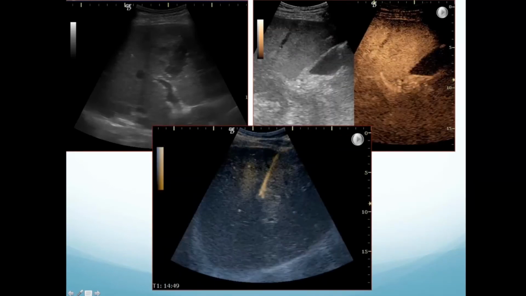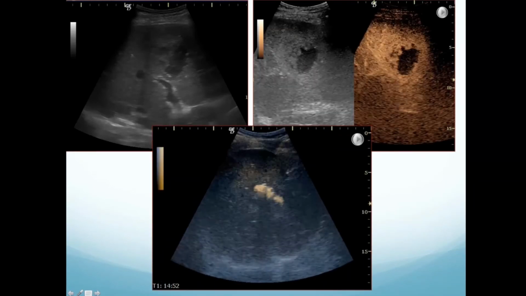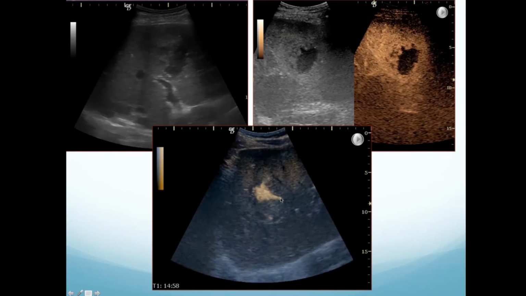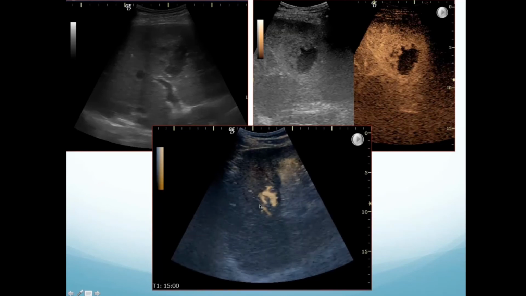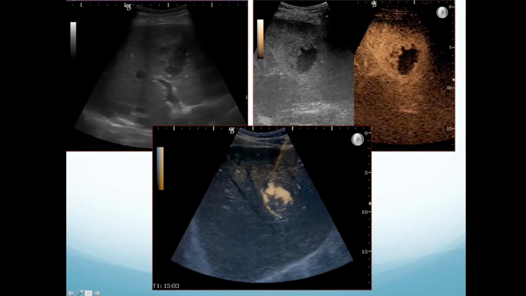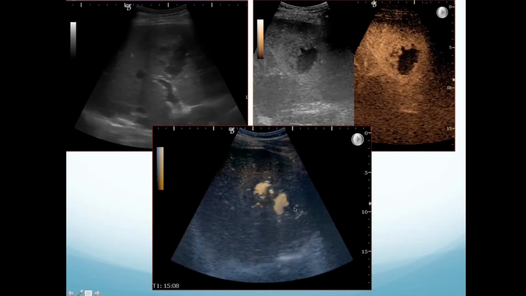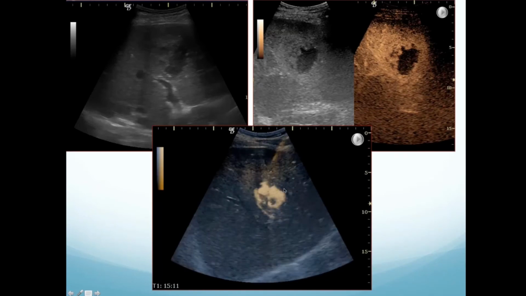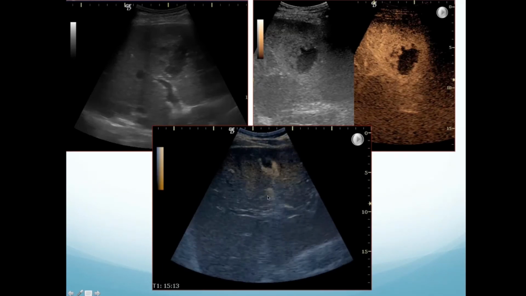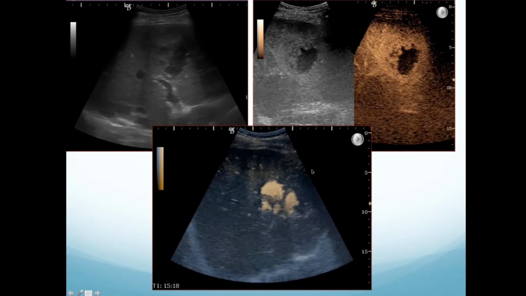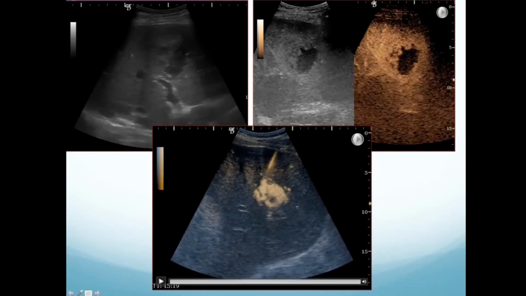But if we inject SonoVue through the tube that was put in that case, you see that there is an enhancement, but you also notice here there is leakage from that part through the bile duct. So that is a very complex abscess with a lot of ramifications, and this may explain why if you put only a needle and extract the pus, it's not enough. You have to put a catheter and maybe also do a sphincterotomy.